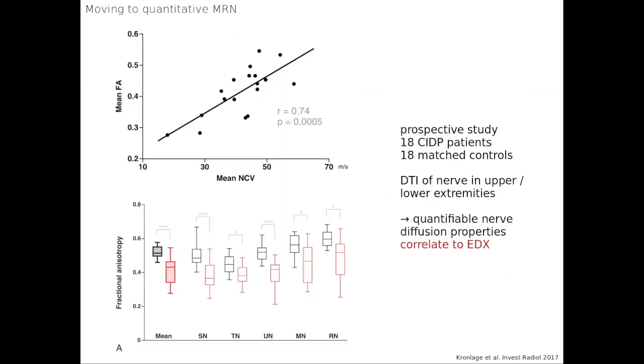This has also been shown in humans. For instance, in this prospective study in CIDP patients compared to matched controls, where they did a DTI in nerves of the upper and lower extremities. And the fractional anisotropy here also correlated to the electrophysiology, meaning that with higher fractional anisotropy you had a higher velocity in the neurophysiological studies.